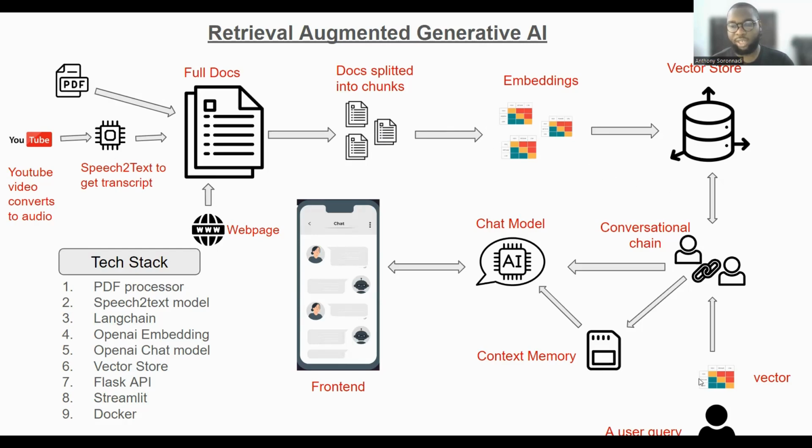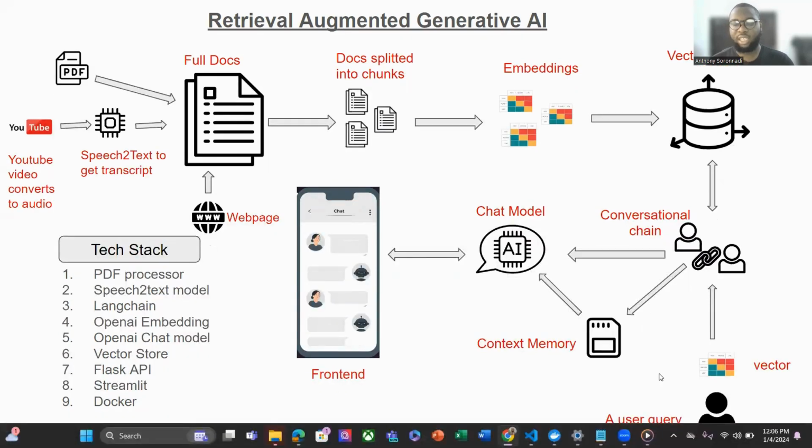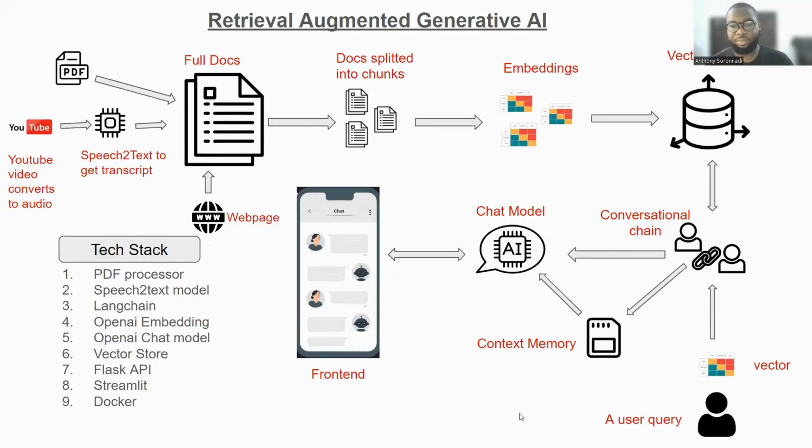And then when a user wants to query this system, a user will send a query, and the query is going to be converted to a vector. Then there's a conversational chain. In the conversation chain, you have a retrieval chain that is going to retrieve the documents from the vector store. So in the conversation chain, you have the retriever.